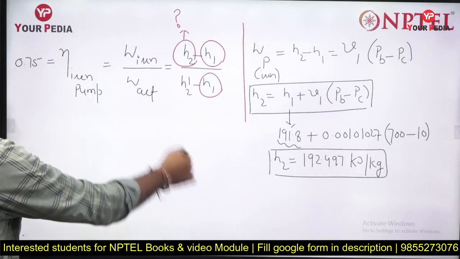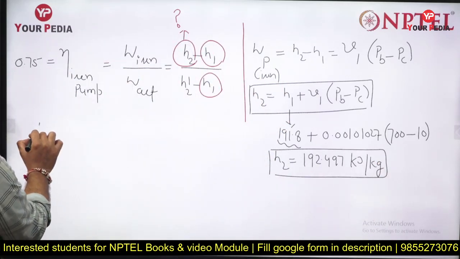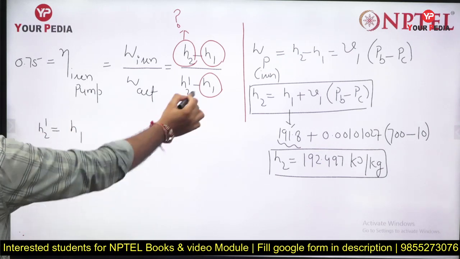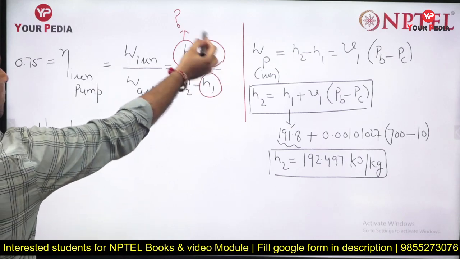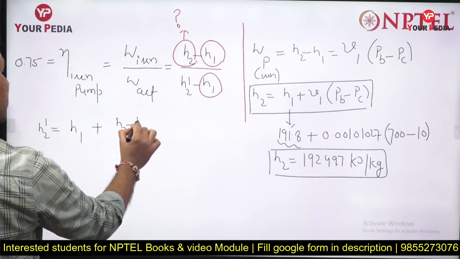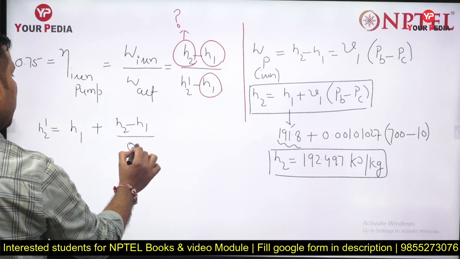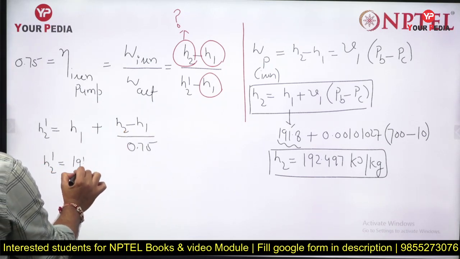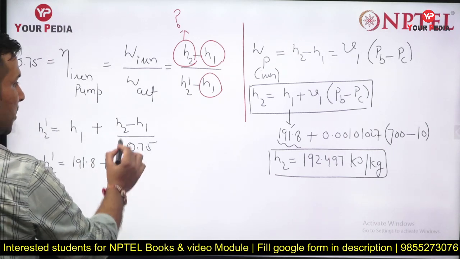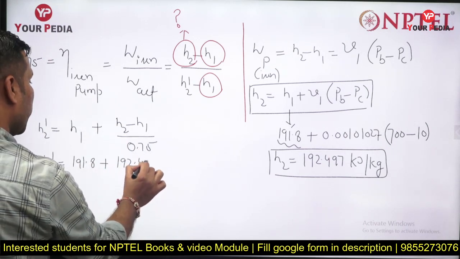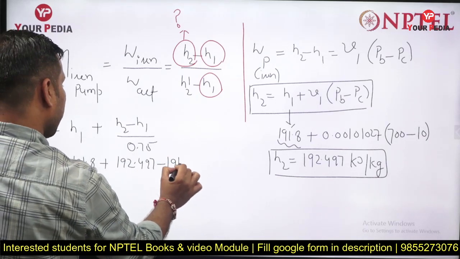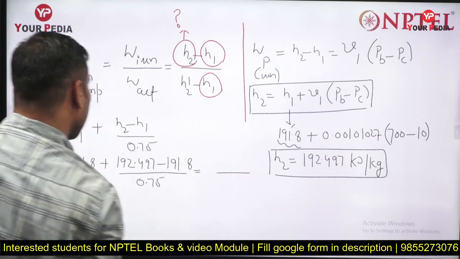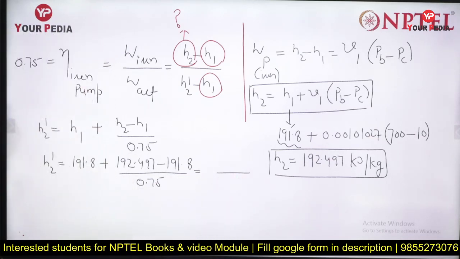Fine guys, now you can put this value here and tell me the value of H2 dash. So H2 dash will be H1 plus H2 minus H1 divided by 0.75. So H2 dash will be 191.8 plus 192.497 minus 191.8 divided by 0.75. You can check your answer and match what value of H2 dash you are getting.